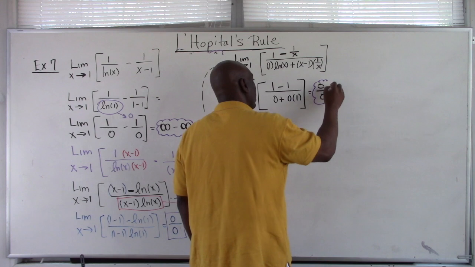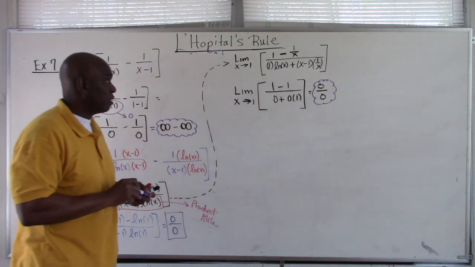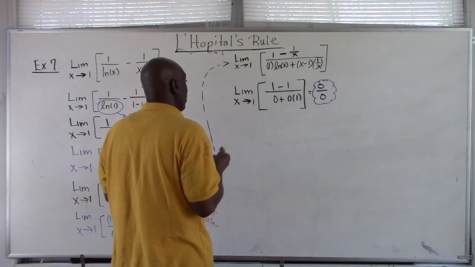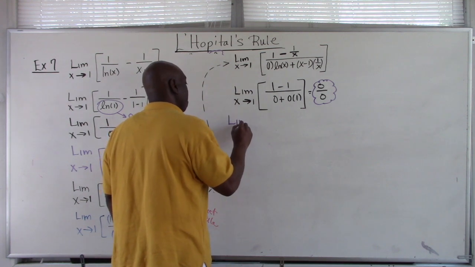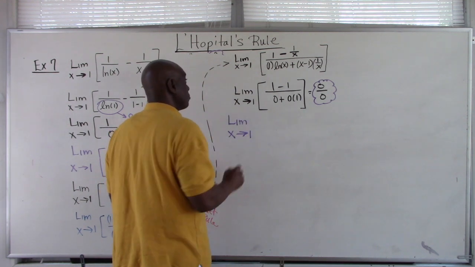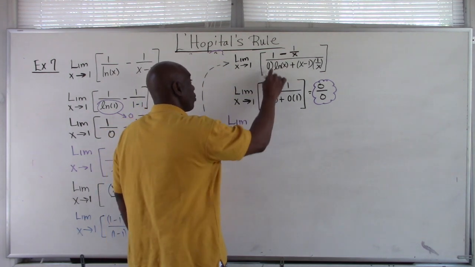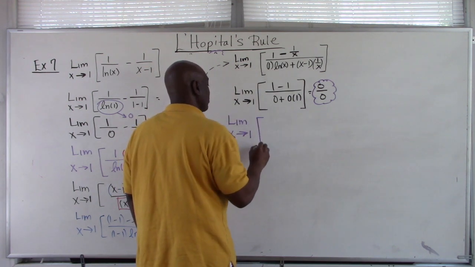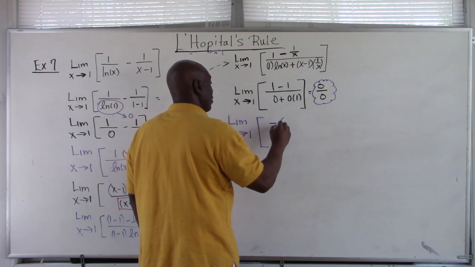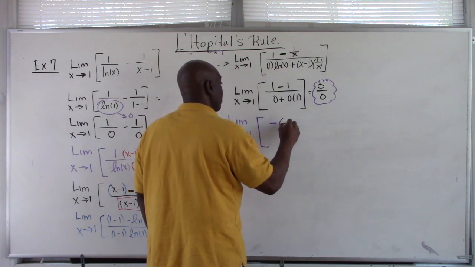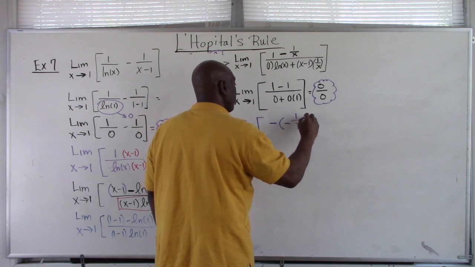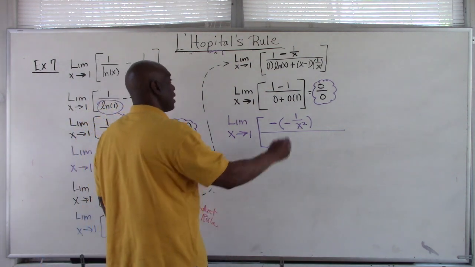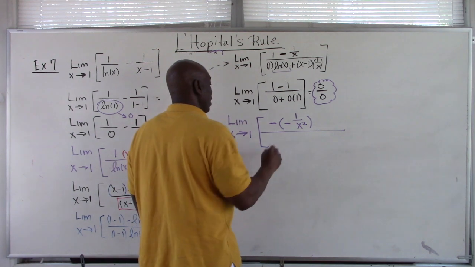That's L'Hopital form, you can evaluate using L'Hopital's rule. All right, let's do it again. So now we're going to have the limit as x approaches 1. Take our derivative here. Well, once again, the derivative of 1 is 0 minus the derivative of 1 over x, which is negative 1 over x squared. Divided by, all right, what's our derivative of this here? Natural log x is 1 over x.